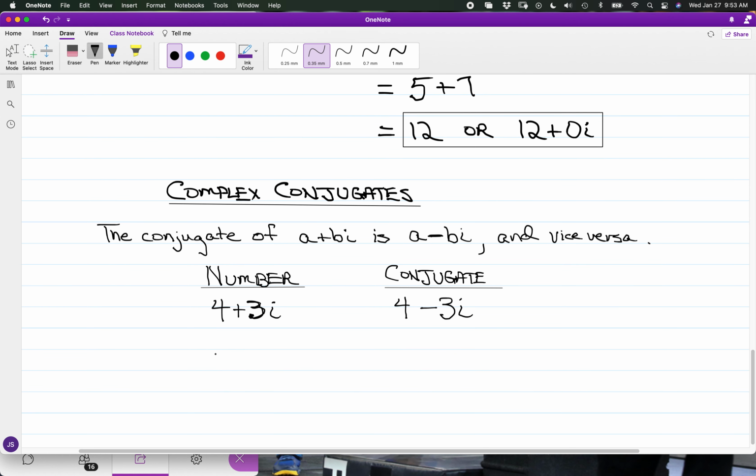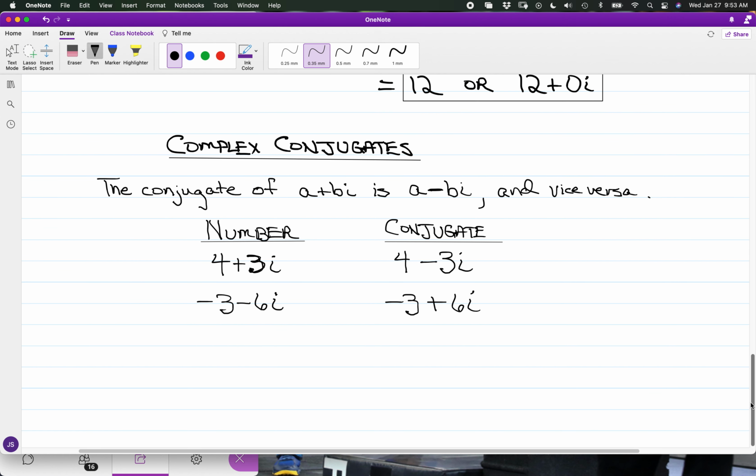And if we have, let's say, negative 3 minus 6i, well, the conjugate in this case, whatever is without the letter i, that's going to stay the same in the conjugate. So negative 3 remains fixed, and anything that consists of the variable i, we're going to take the opposite sign in the conjugate. So the conjugate of negative 3 minus 6i becomes negative 3 plus 6i.